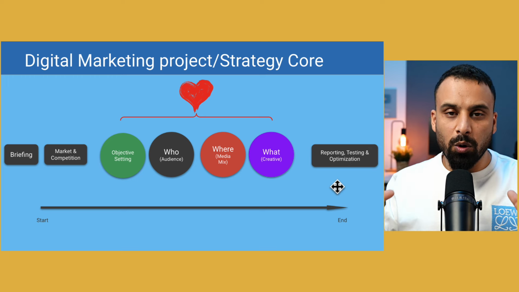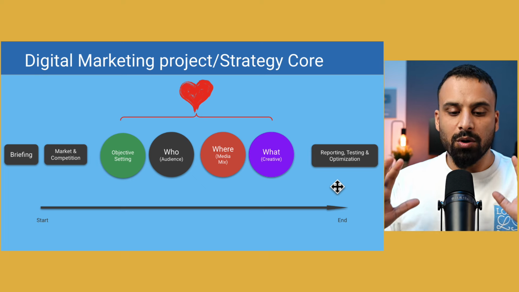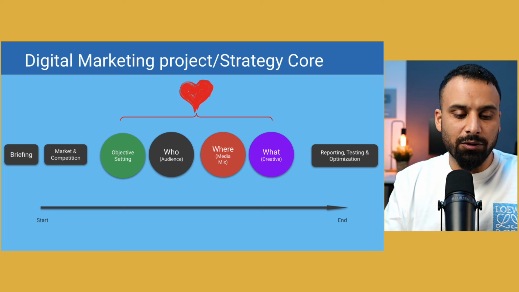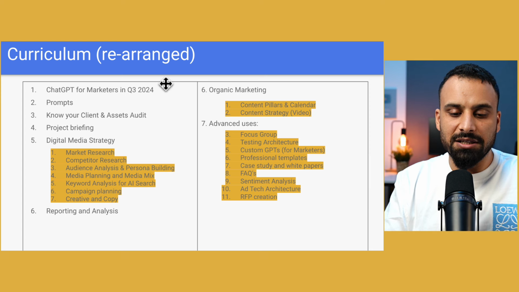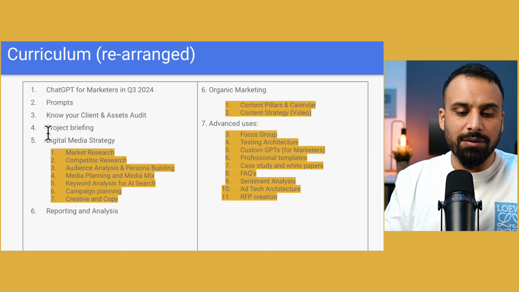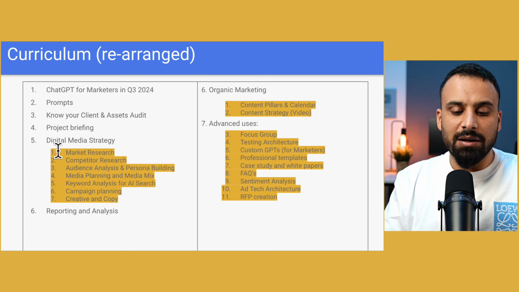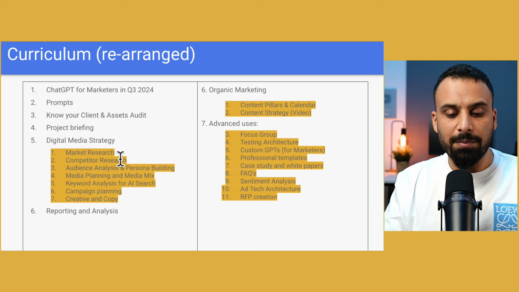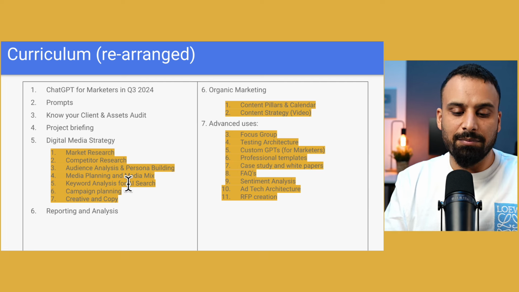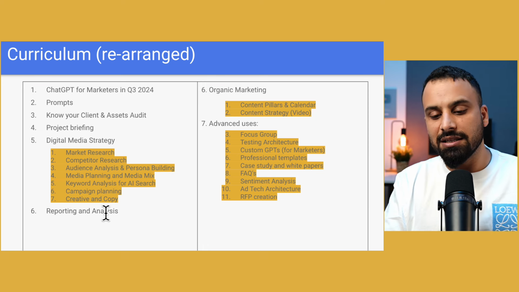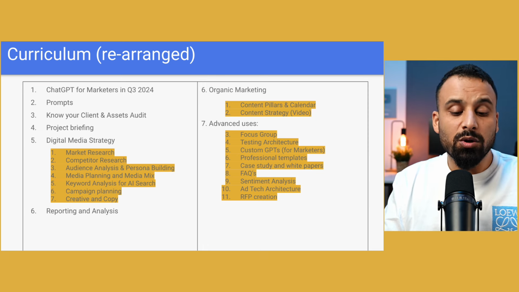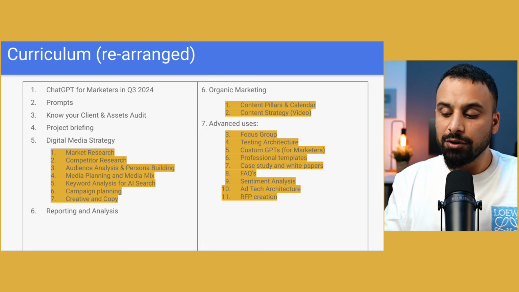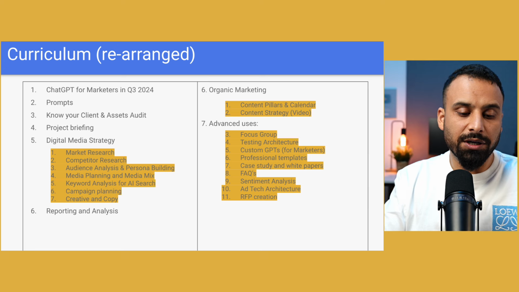This is the overall steps of any digital marketing project. So based on this, we have rearranged the curriculum. So if you see here, first we talk about ChatGPT introduction, then prompts, then we talk about know your client and audit assets, then we do project briefing, then market research, competitor research is the first step. Then we do audience analysis, media mix and planning. Then we do keyword analysis for AI and AI search, campaign planning, creative and copy, then reporting and analysis. Then we will do organic marketing and advanced. This is also good for you because if you're following the whole course, it will be good for you to understand where we are now and what is coming our way.